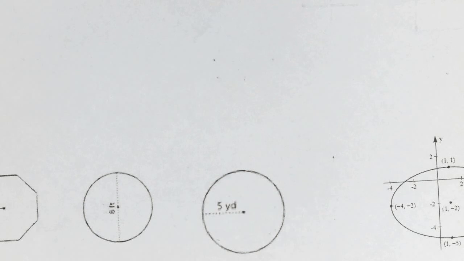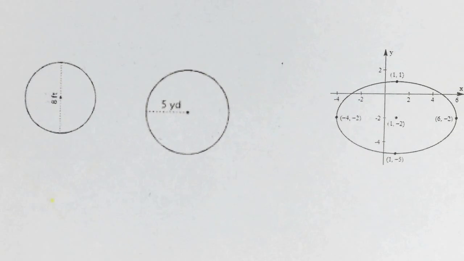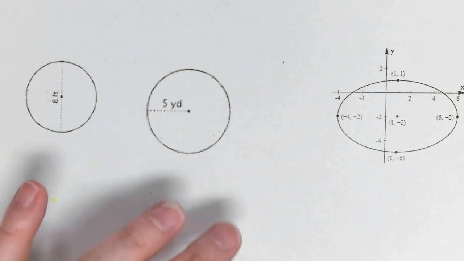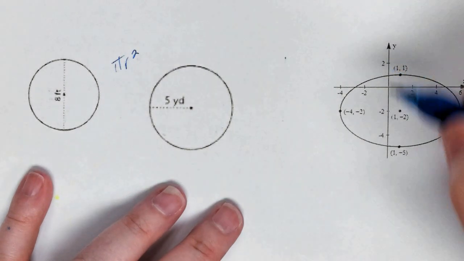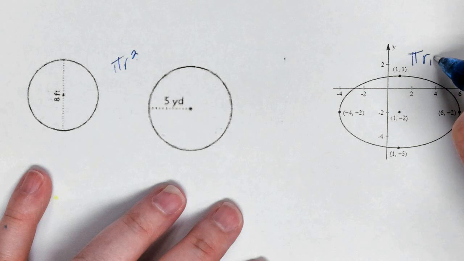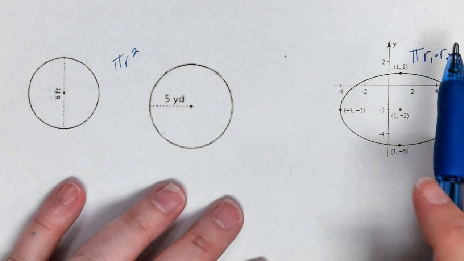Out of order on the back because I want to save the hardest formula for last, the one that's going to require the most work. So let's look at the circles and the ellipse. We just reviewed that our circle formula was pi r squared. And we learned that our ellipse formula wasn't much different. It was pi, but instead of r squared, it was r times the other r. And they're two different numbers.